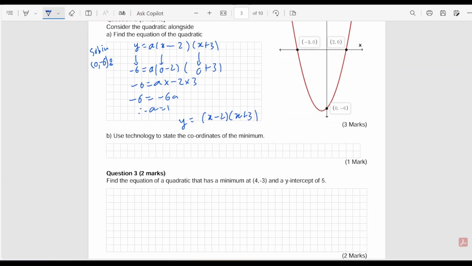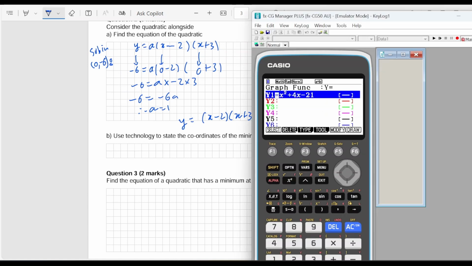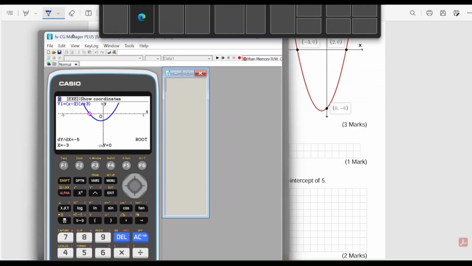Use technology to state the coordinates of the minimum. So this is going to be very similar to what we did before. So we'll just go up here. I'm going to be looking at x take 2 and x plus 3. I'm going to draw that. There it is. Probably not a bad idea to go G-Solve root and make sure that they're matching.